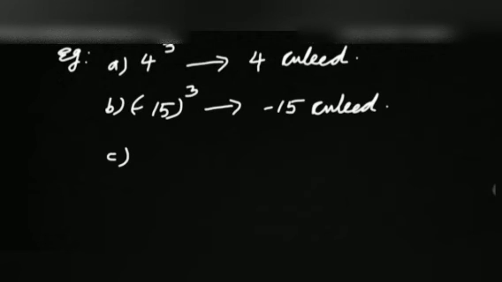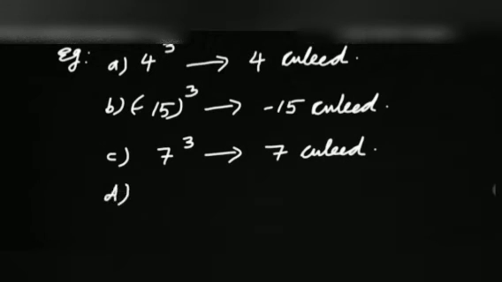Next question, number C, 7 raised to 3. How does it read? It reads as 7 cubed, isn't it? Is there any doubt? Okay, yeah. Now D, minus 1 to the power 3 or minus 1 raised to 3. How can we read this? Yes, very good. Minus 1 cubed, isn't it?